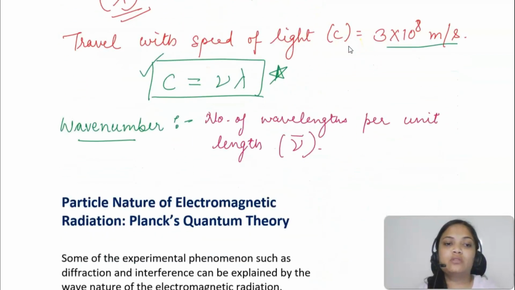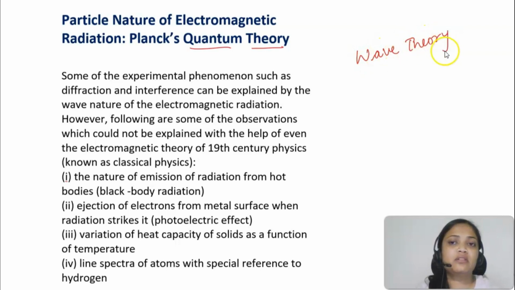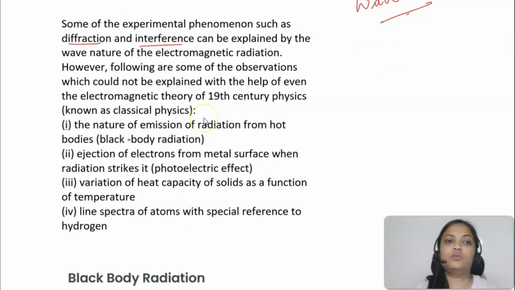If I talk about the particle nature of electromagnetic radiation, it was given by Max Planck, so we call it Planck's quantum theory. Basically, students, the wave theory that Maxwell gave could explain certain phenomena like diffraction, which is the bending of light around an obstacle, and interference, which is the combination of two light waves. So it could be explained on the wave nature. But there were certain effects that could not be explained on the basis of the wave theory.